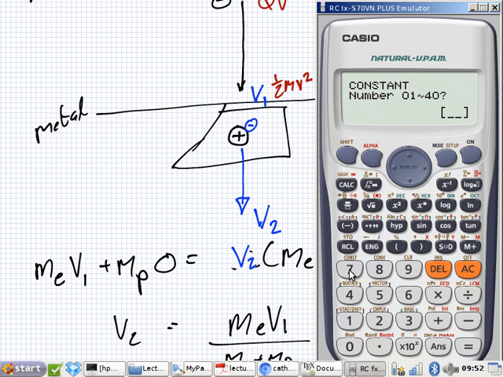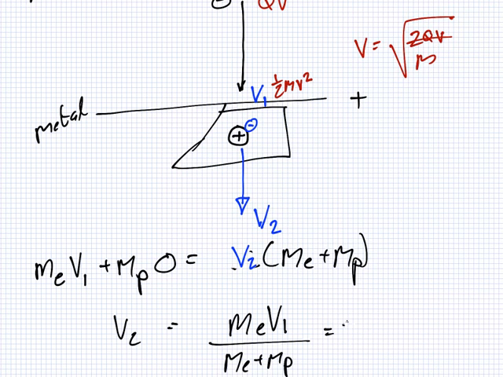So M_E is number 3, isn't it? And then M_E plus M_P. That gives 32.3 kilometers per second. Yeah, the speeds are huge for fields.